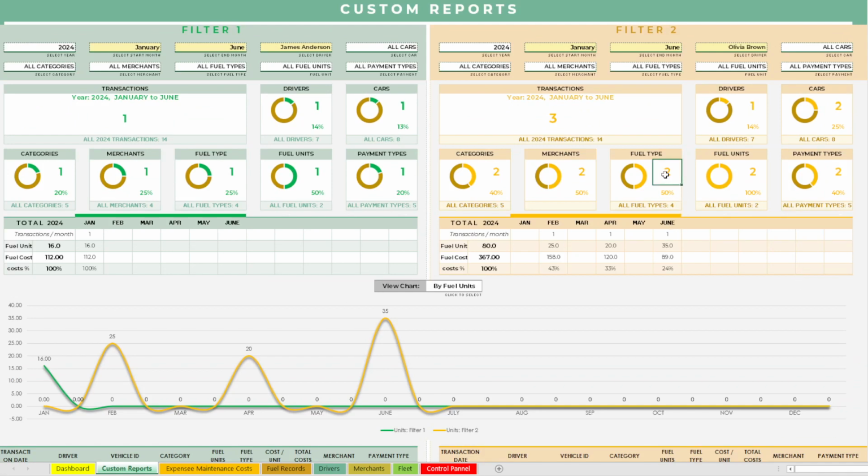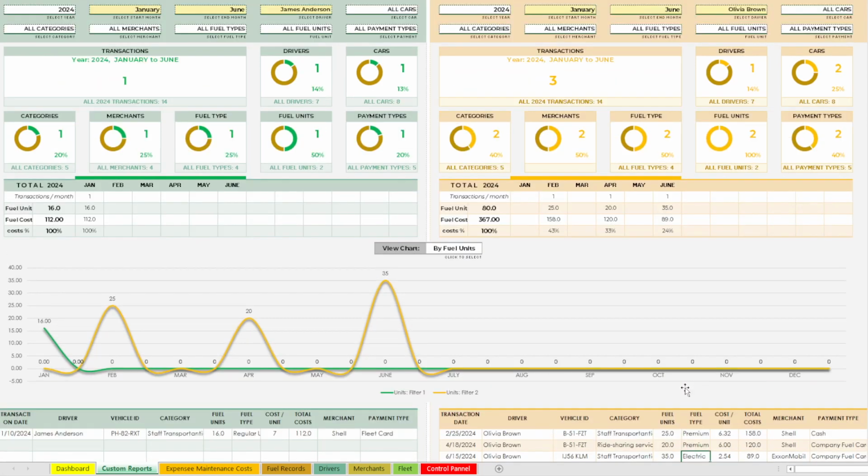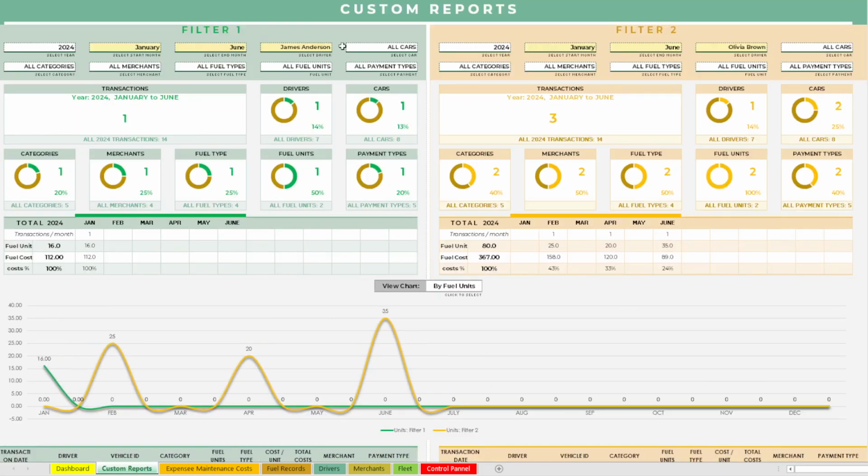Fuel type, we have also two, premium and electric. And in this way we can go farther and deeper and use any of these filters to break down every transaction based on anything you need.